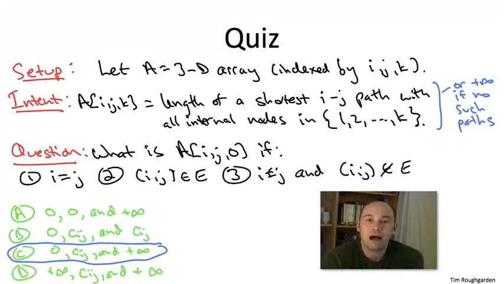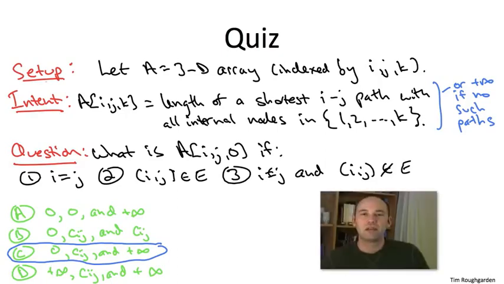On the other hand, if i is not equal to j and i and j are not directly connected, then every path from i to j has at least one internal node, so there are no paths from i to j without any internal nodes. In that case, by definition, we assign a value of plus infinity.